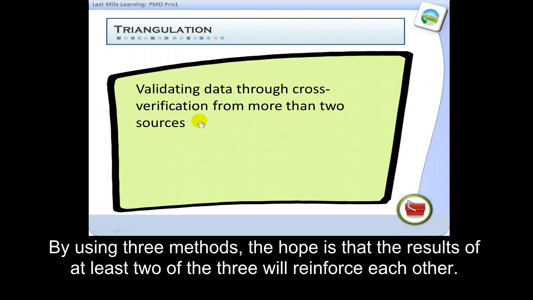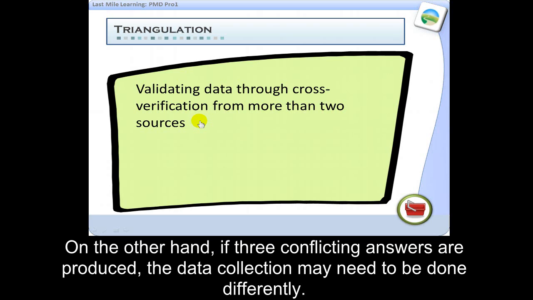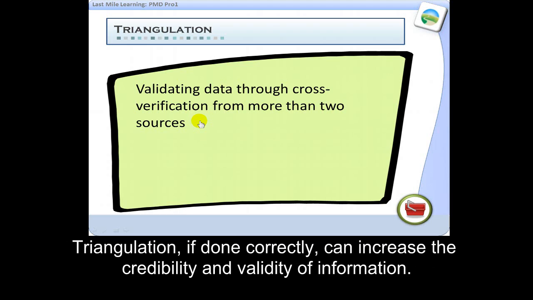By using three methods, triangulation, the hope is that the results of at least two of the three will reinforce each other. On the other hand, if three conflicting answers are produced, the data collection may need to be done differently. Triangulation, if done correctly, can increase the credibility and the validity of information.